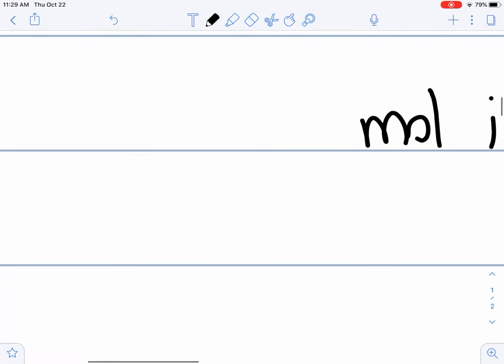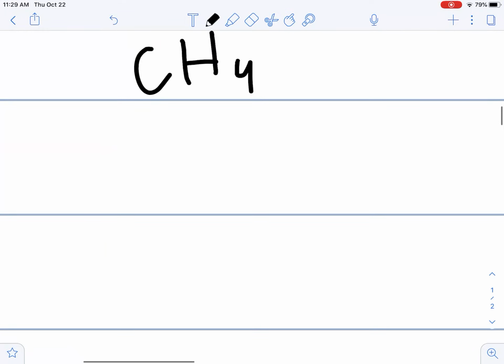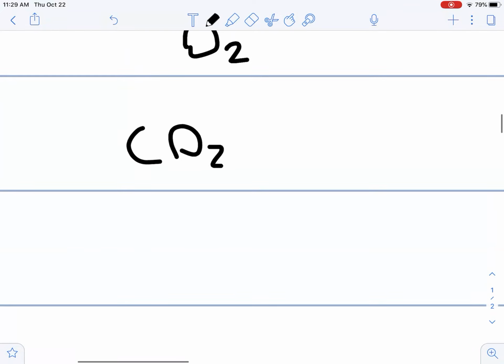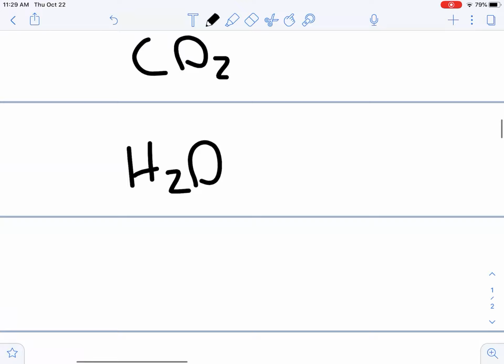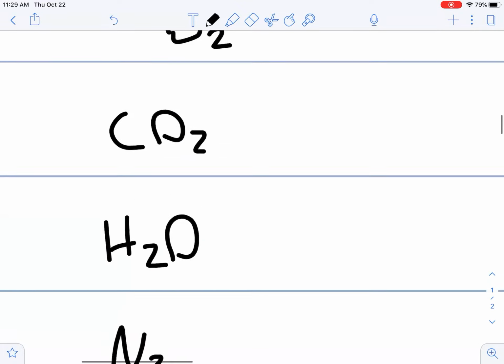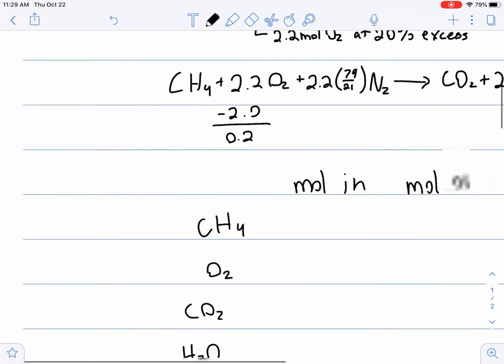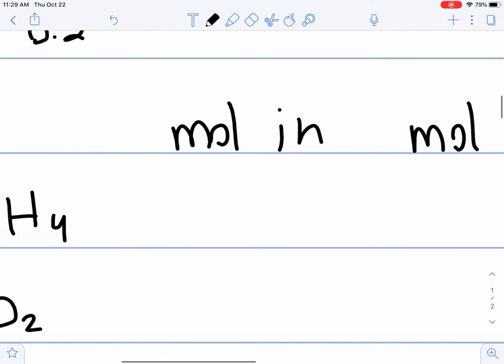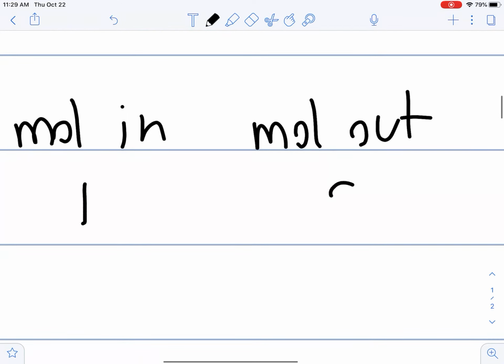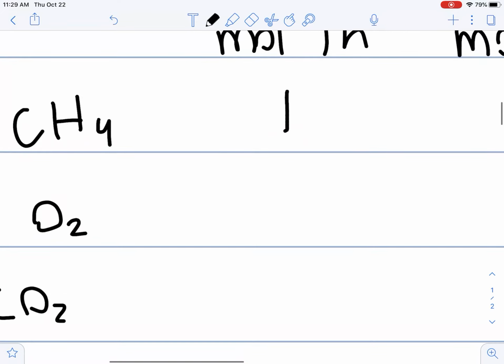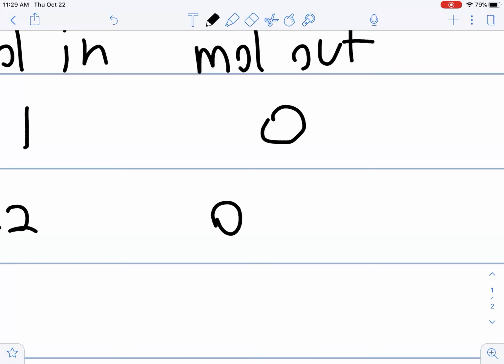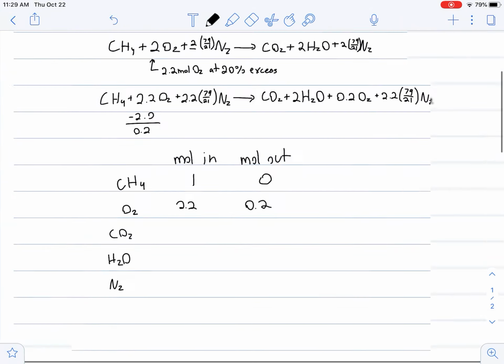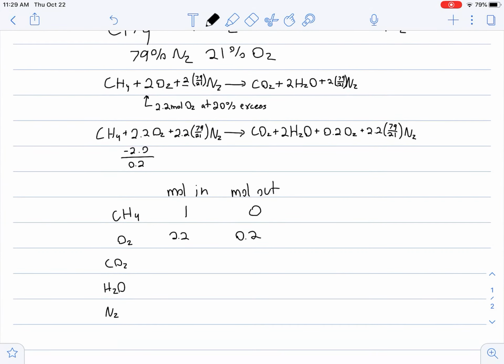So if we want to say the moles in and the moles out for all of our reactants and products, so let's say CH4, O2, CO2, H2O, and N2, just like that. And we can actually write this in a tabular form. So CH4, we started with 1 mole going in and 0 moles coming out. Our O2, we started with 2.2 moles going in and 0.2 moles coming out. And I'm getting all of this from our reaction equation up above.